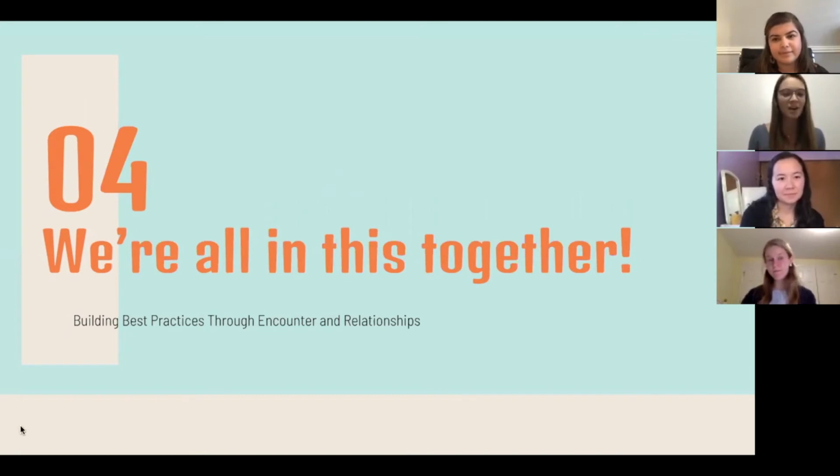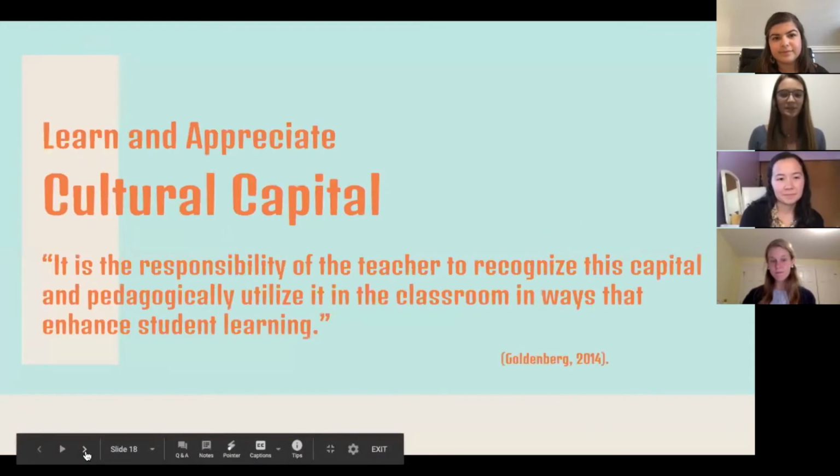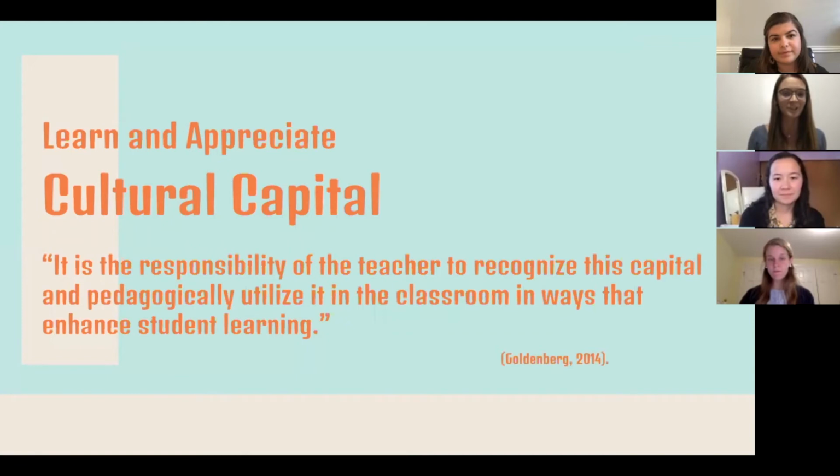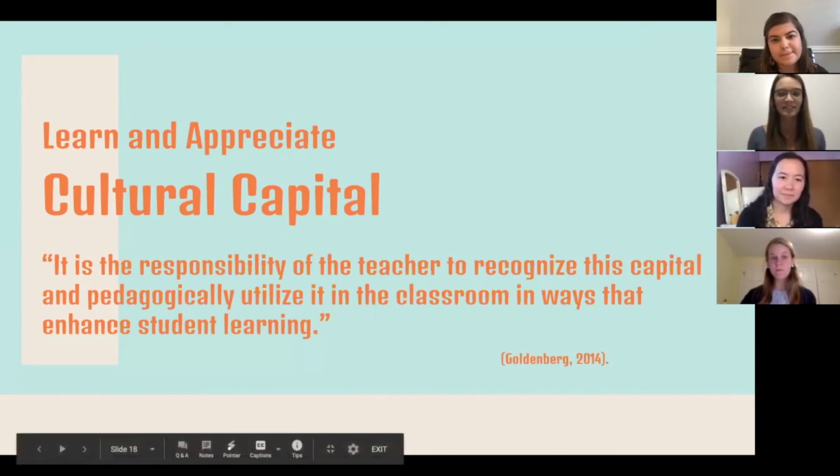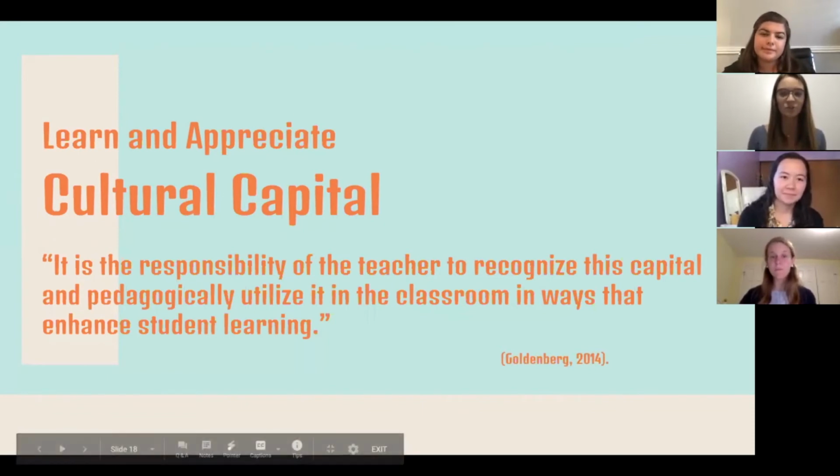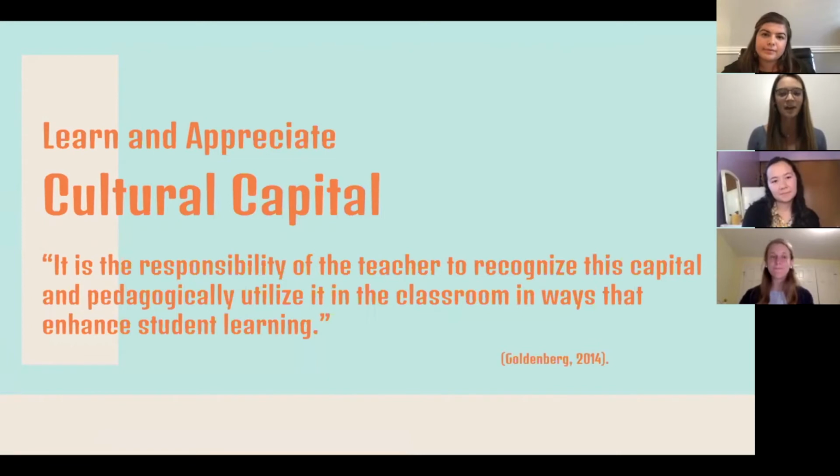When focusing on developing culturally responsive classroom management, you should obviously get to know your students' culture. Why is this important? It is important to learn and appreciate cultural capital, which is the culmination of knowledge, behaviors, and skills that a person demonstrates that is valued. And it is so important for the teacher to recognize this capital and pedagogically utilize it in the classroom so that they can enhance student learning overall.